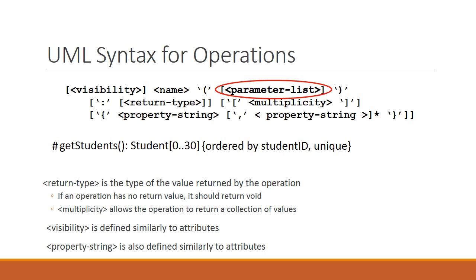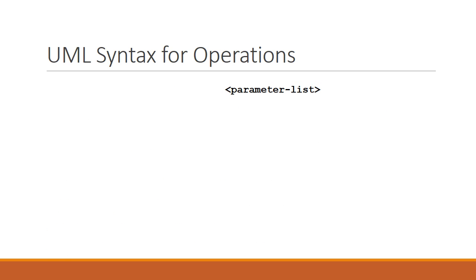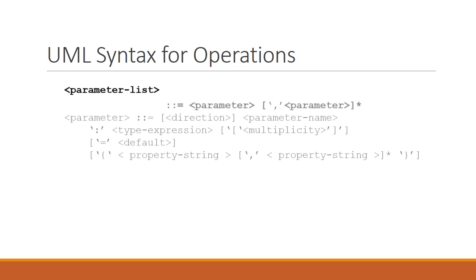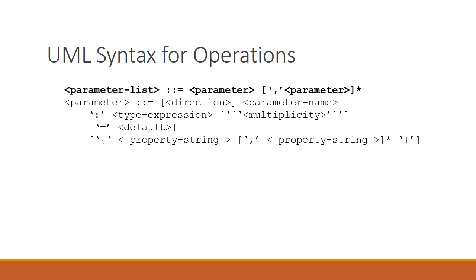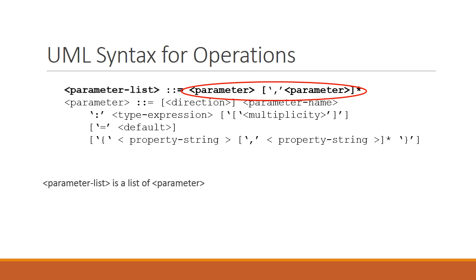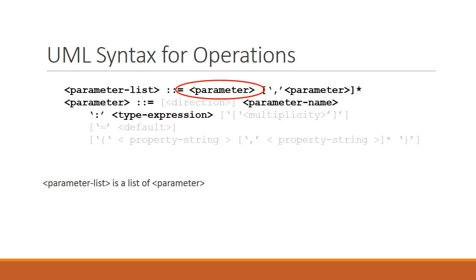Finally, let's talk about the parameter list. A parameter list has its own definition, and a parameter list is either a single parameter or multiple parameters divided by commas. So a parameter list is simply a list of parameters. So what is a parameter? Once again, everything in square brackets is optional. So the mandatory part of each parameter is only the parameter name, a colon, followed by a type expression. And this type expression simply says what is the type of the parameter.